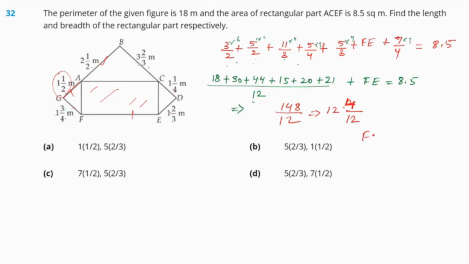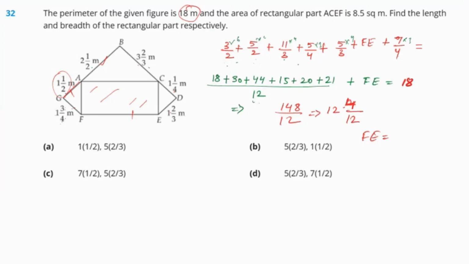Okay, so the length of FE we will be getting as 8.5 minus this thing. It is not possible actually. The perimeter is 18 meter, na? And the area of the rectangle. Okay, so the perimeter is 18 only, na? So we need to subtract it from 18. Yeah, so that it is correct only.